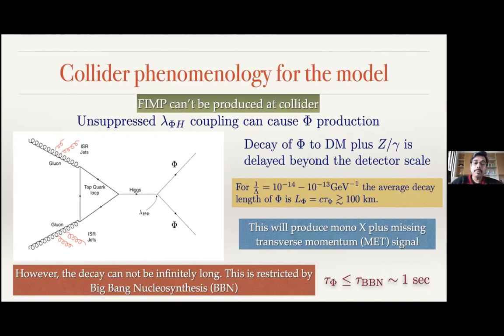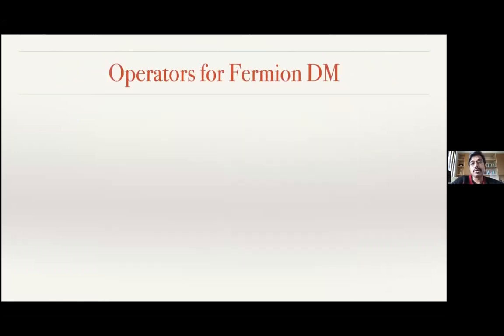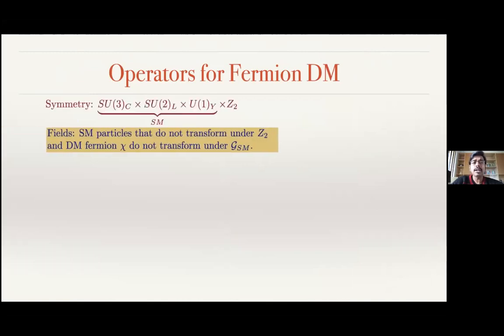Okay, so then let me give you a quick look at another paper that we have recently come up with, which is about leptophilic dark matter in effective theory. Basically, what we wanted to do is to construct the operators for fermion dark matter. Once again, you have to assume a dark matter which is a fermion, which does not transform under the standard model gauge group, but it is transforming under a Z2 symmetry.